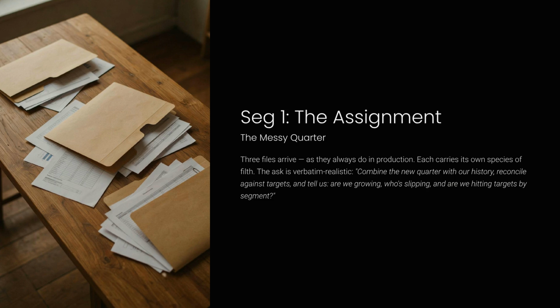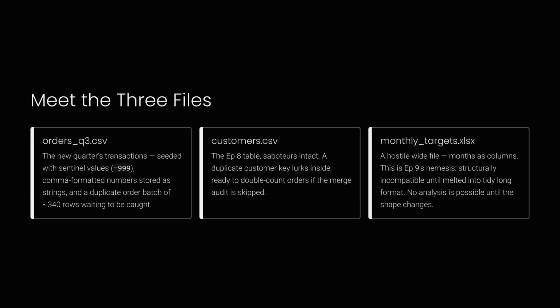The assignment begins with the arrival of 3 files. Each presents its own unique challenges, and the core task is to combine the current quarter's data with historical records, reconcile it against targets, and provide meaningful business insights. Let's meet our 3 files. We have transaction data in a CSV containing sentinel values and duplicates, a customer file with potential merge issues, and a targets file structured as a wide format that requires reshaping.